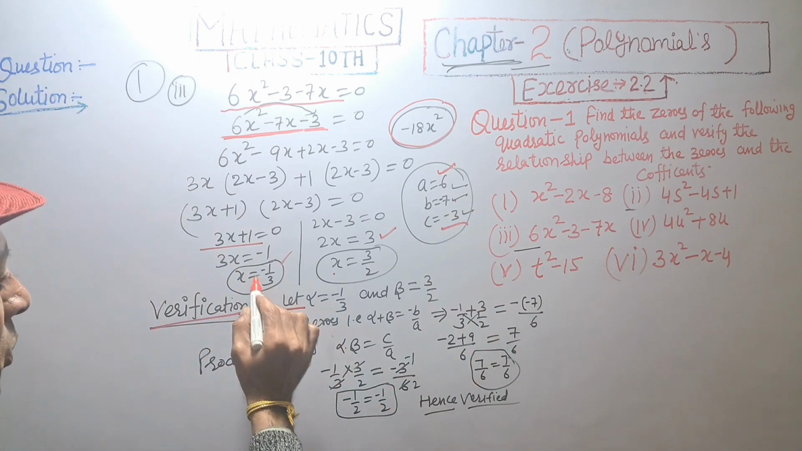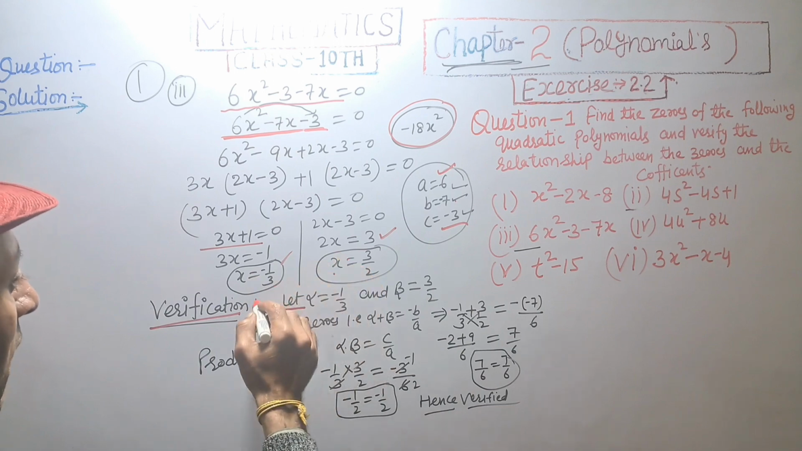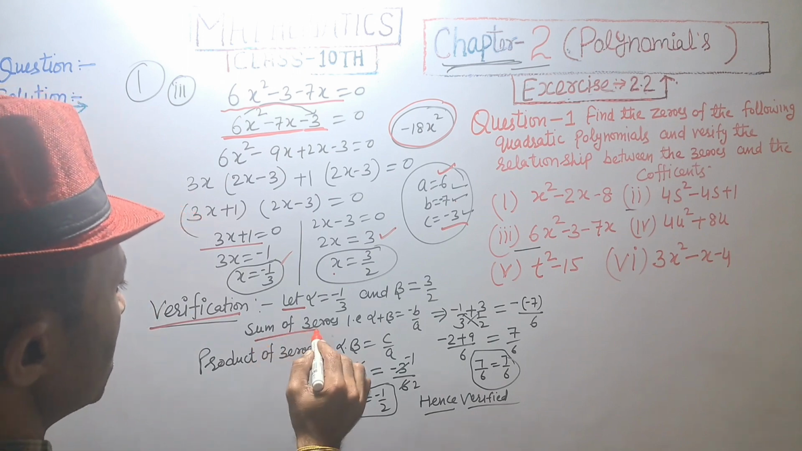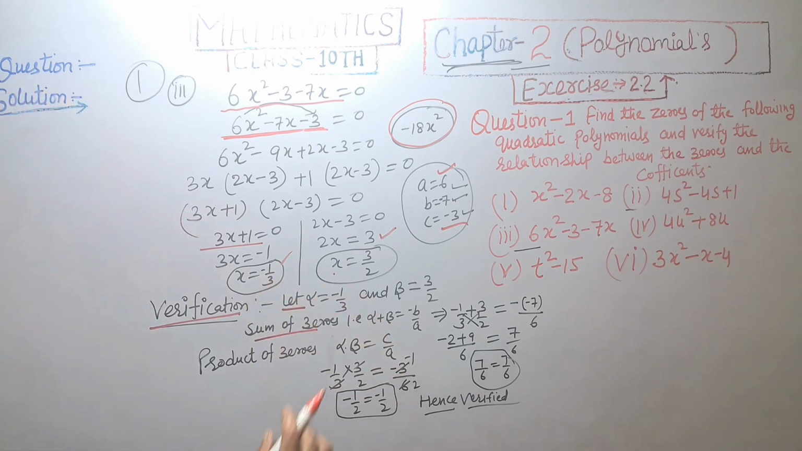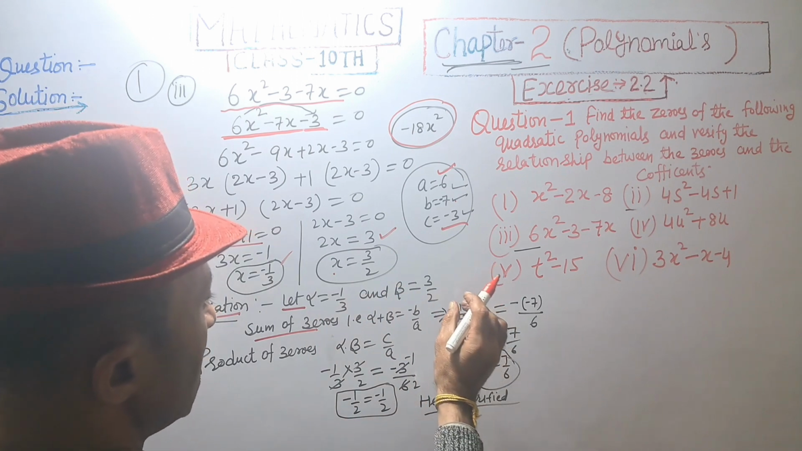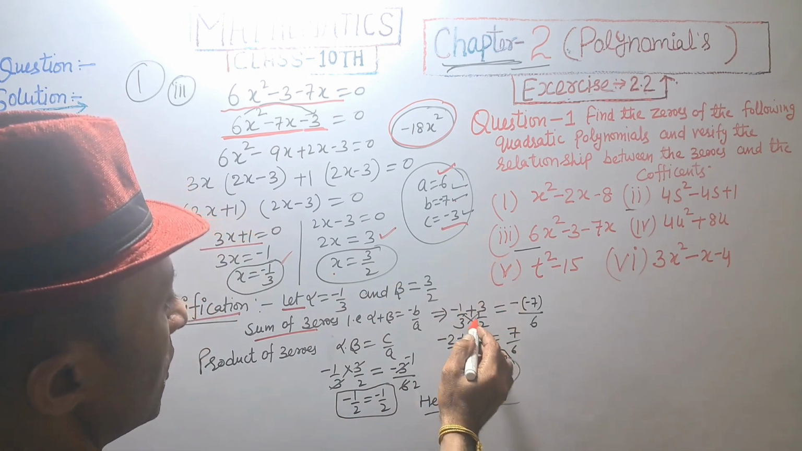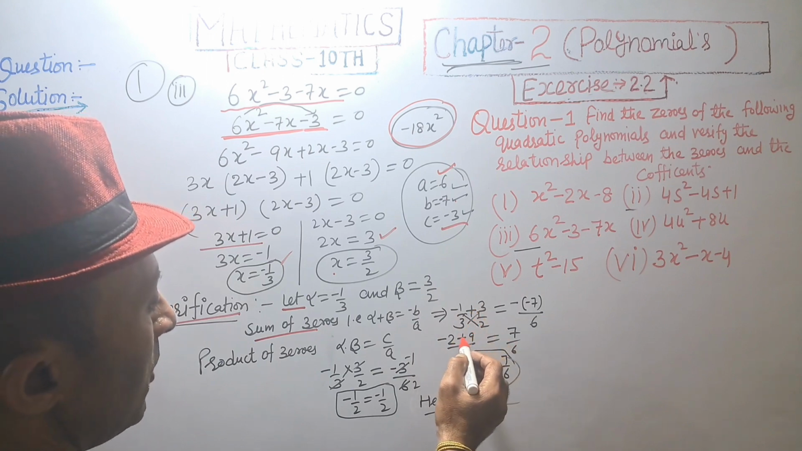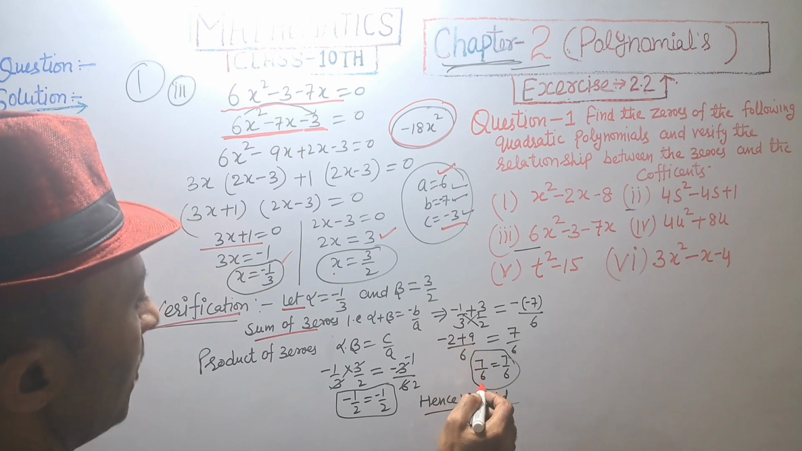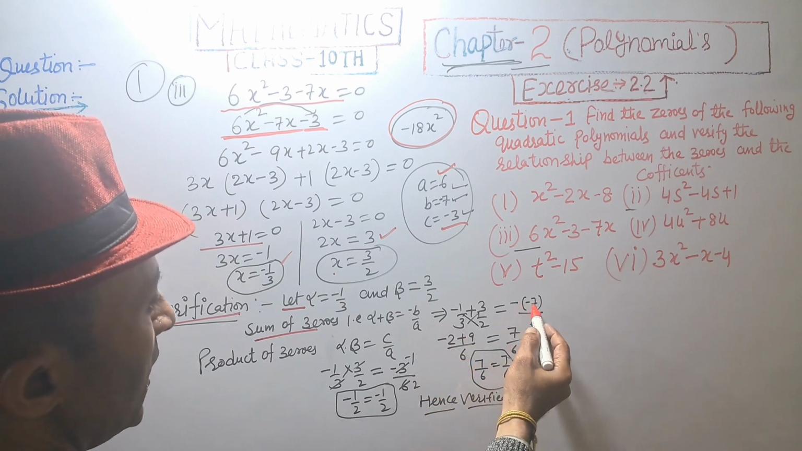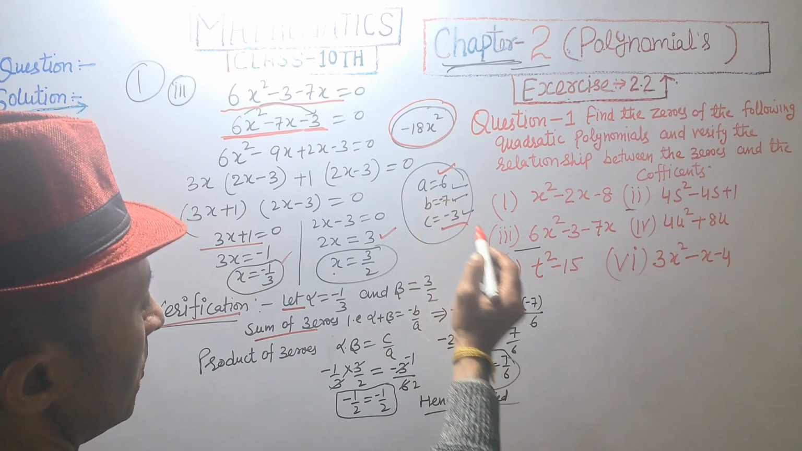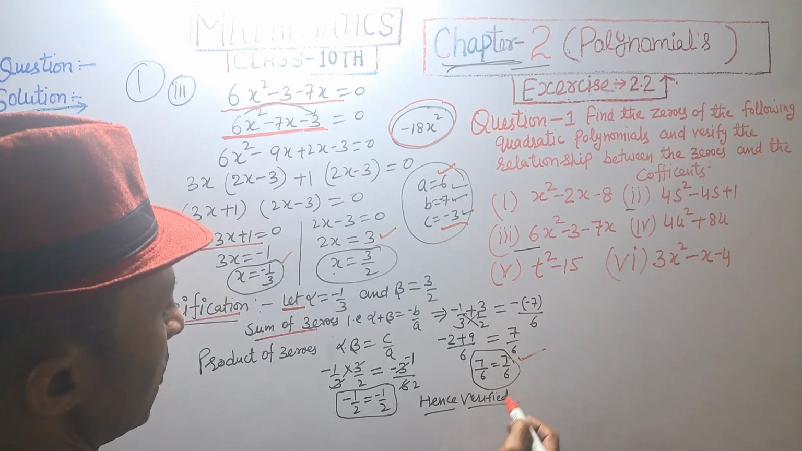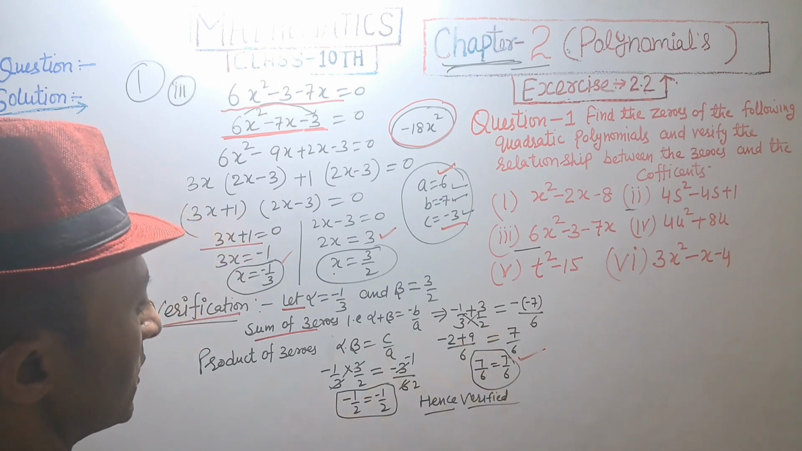Verification. Alpha is equal to -1/3. Let alpha is -1/3, beta is equal to 3/2, and sum of zeros, that is alpha plus beta, -1/3 plus 3/2, 2 1s are 2, 3 3s are 9, and 9 minus 2 is equal to 7 upon 6, and minus b is minus times of 7, minus is plus, that is 7 upon 6. Left hand side, right hand side.